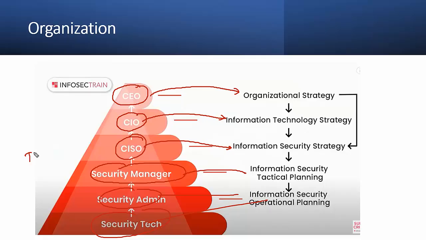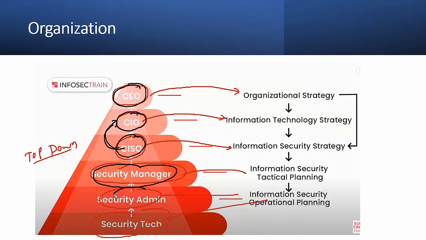Every company follows the top down approach. The CEO analyzes the value of the business. Based on that, the CIO creates the IT strategy, and the CISO creates the information security strategy to support and secure the IT strategy. Based on that, the security manager creates their plan, then the security administrator creates their operational plan, and the technical staff implement the plan. That is how the overall hierarchy works in the company.